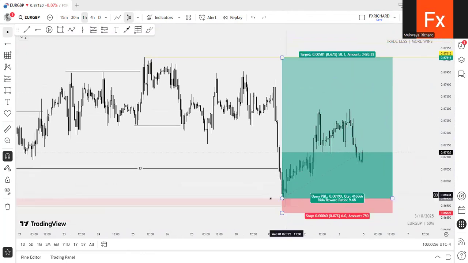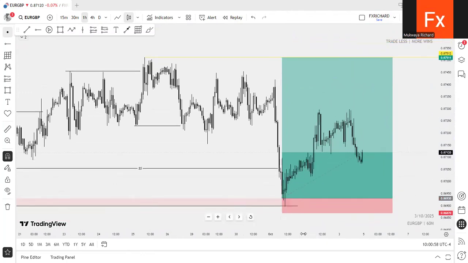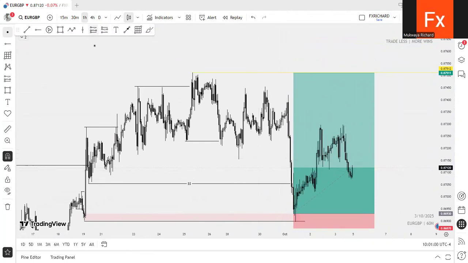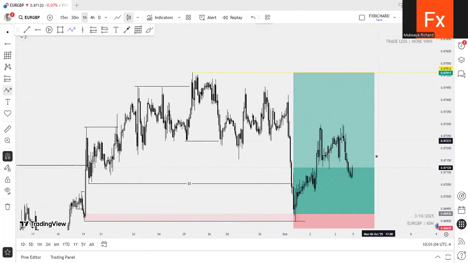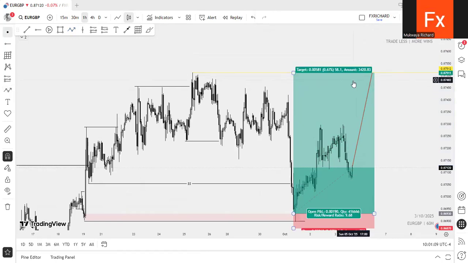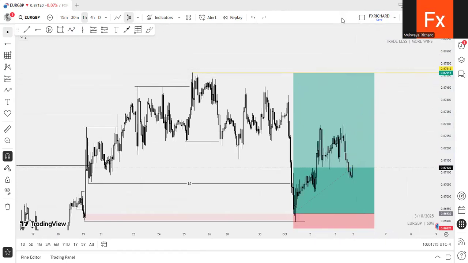Then during the coming week, I would like to see this market buying up to this zone. Buy from here, from where it closed, up to this area. Then we shall get what we call a 1 to 9 risk to reward.